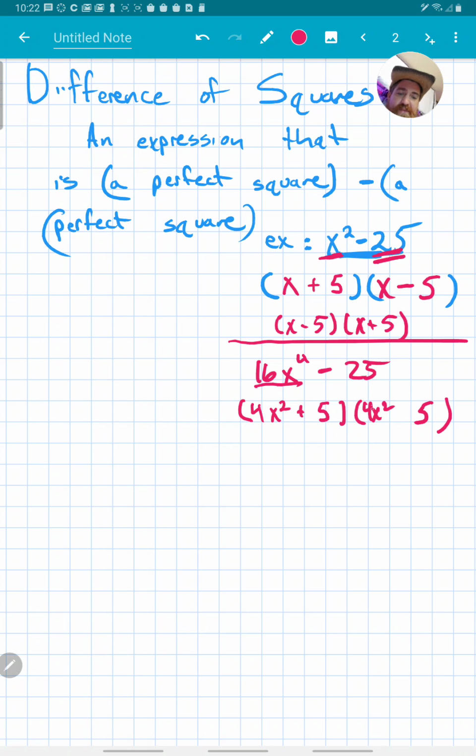Make one a sum, the other one a difference. So plus in one group, minus in the other. And that is factored. Alright, so difference of squares. Try to remember the pattern. Try to remember how to factor them. It's just something that you have to practice with and you have to memorize.